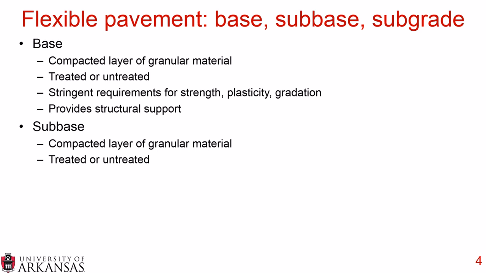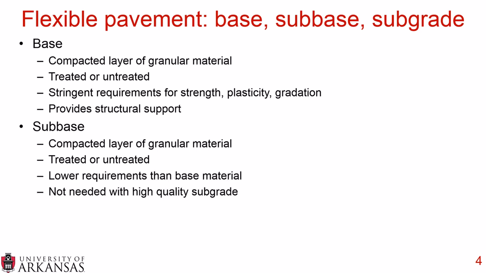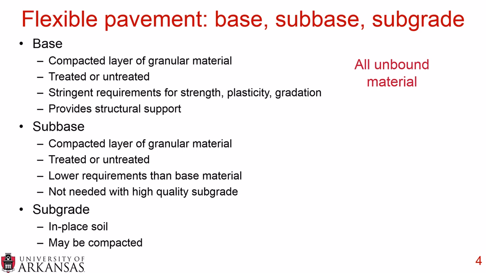It can be either treated or untreated, but it usually has lower requirements than the base material for strength, plasticity, and gradation. And it's generally not needed if you have a high quality subgrade in your flexible pavement structure. And then the subgrade material is the in-place soil, and it may need to be compacted. So these are the three different unbound layers in a flexible pavement structure. All three of these are unbound: the base, the subbase, and the subgrade.